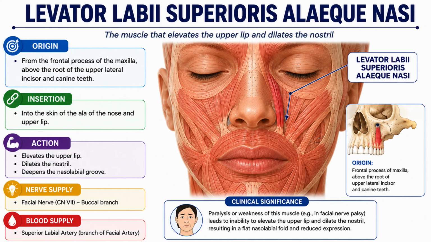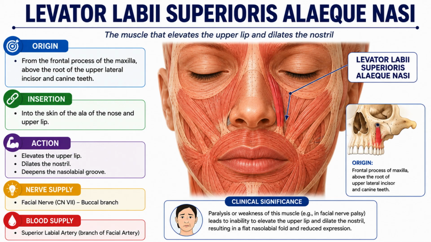It gets its origin from the frontal process of the maxilla, above the root of the lateral incisor and the canine teeth. It gets inserted into the skin of the ala of the nose and the upper lip. Its main action is elevating the upper lip, dilating the nostrils, and deepening the nasolabial groove. It gets its nerve supply from the facial nerve, especially from the buccal branch.